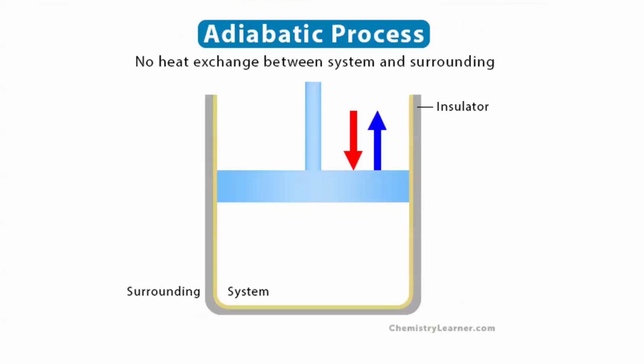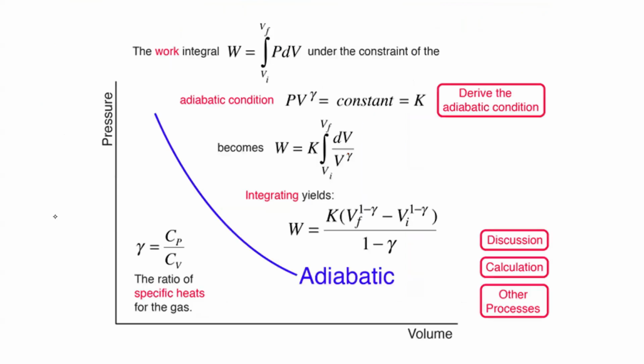So you can also have adiabatic situation. So in the adiabatic situation, there is no exchange between heat and the surrounding. So it's like you have an insulator. So heat is not exchanging between the system and the surrounding. And of course, we have the integral work. So the integral work done, remember, work done is equal to pressure times volume. So we have pressure times dV.